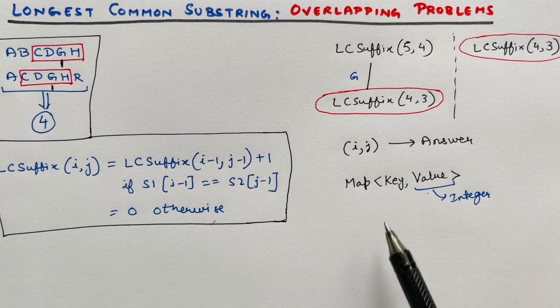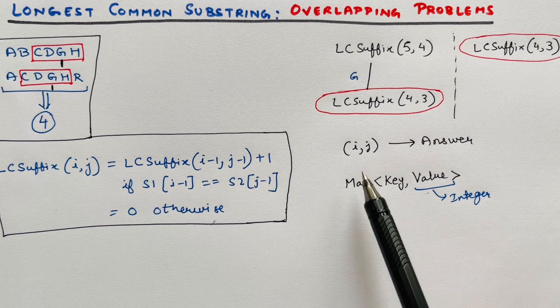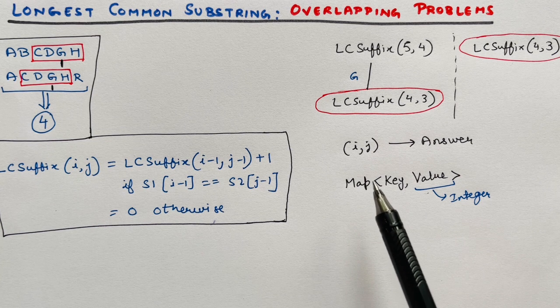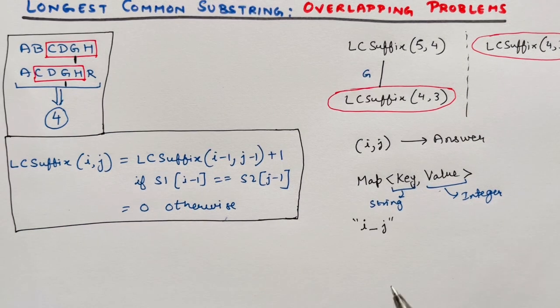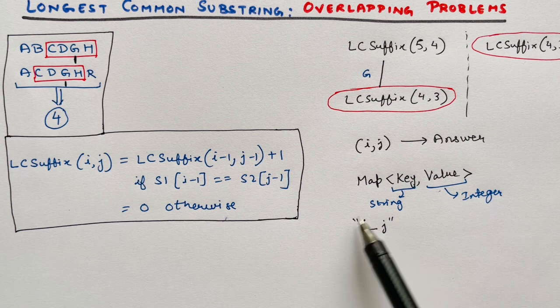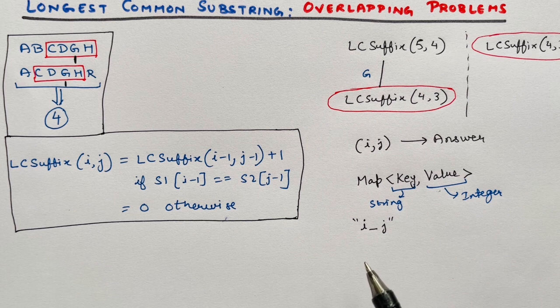What will be the data type of key? Our key should be able to uniquely represent a pair of i and j. We can use a string to achieve this purpose. We can simply add an underscore between i and j. Now this string will always denote a pair of i and j uniquely. So our key's data type can be string. Therefore, now we have the map to solve the problem of overlapping problems.